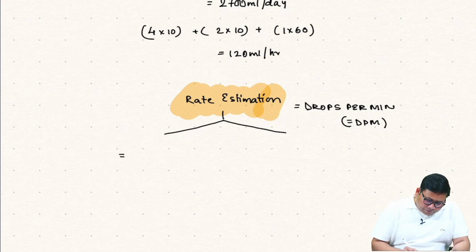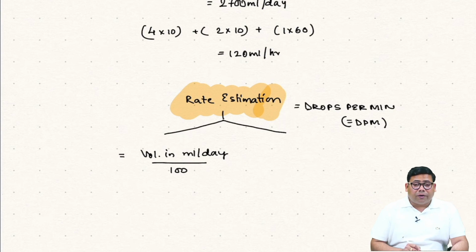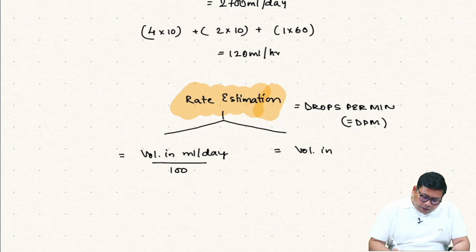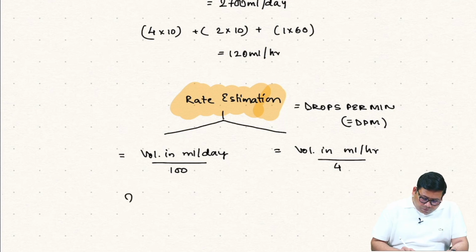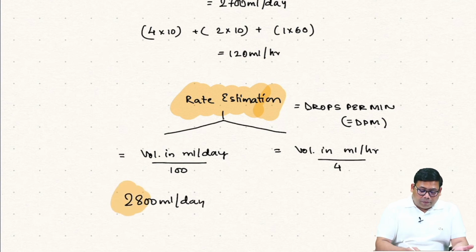Drops per minute is defined as volume in ml per day divided by 100. Now this is what is very important. Similarly, we have volume in ml per hour divided by 4. So let us try to understand. Suppose if you say 2800 ml per day, how many hundreds are there in this? 28. So how many drops per minute?